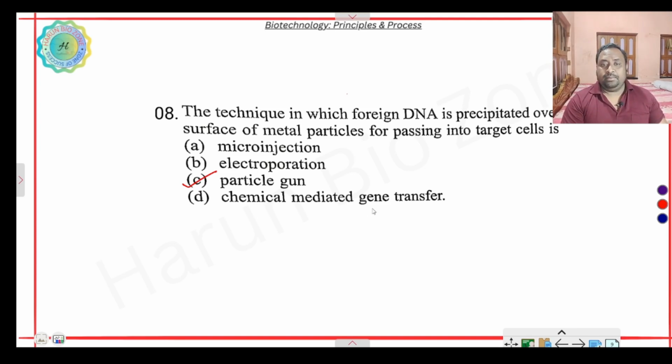Okay, chemical mediated gene transfer. This is also a process through which genes are transferred into the host cell. Here the foreign DNA is precipitated over the surface of metal particles. Metal means gold or tungsten. So the foreign DNA is covered with gold or tungsten, then transferred into the host cell by particle gun or gene gun method.